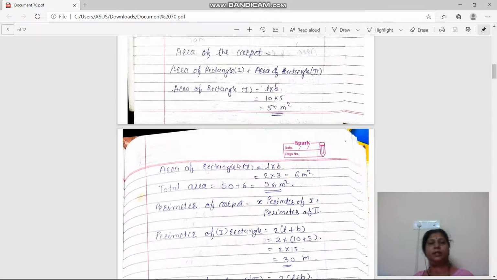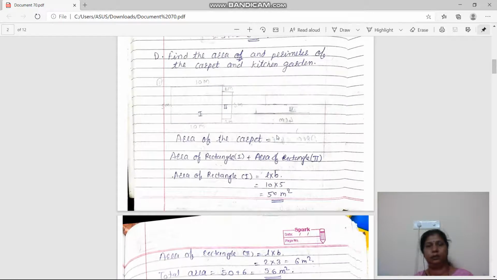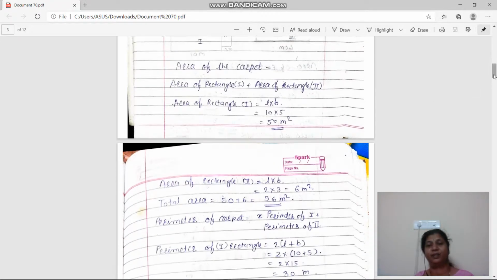Area of second rectangle is equal to length into breadth. So see, this is the length, that is 3 meter, and this is the breadth, that is 2 meter. It is not square, I am sorry, this is meter, not square. So area will be 2 into 3, 2 3s are 6 meter square. Now total area is equal to 50 plus 6, that is 56 meter square. Get it? Next, now we have to calculate the perimeter.